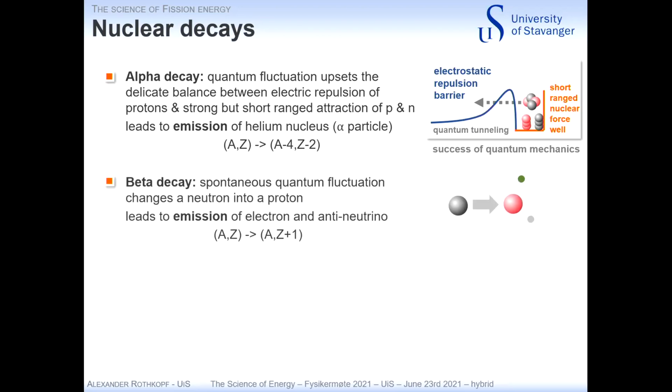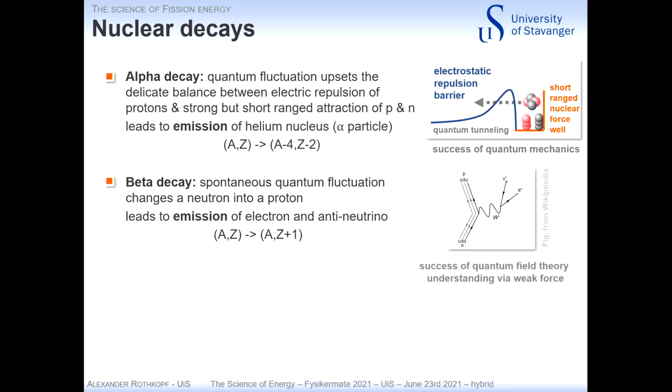Now the next one is beta decay. In beta decay, a spontaneous quantum fluctuation changes a neutron into a proton through the release of an electron and an anti-neutrino. So here we keep the same number of protons plus neutrons, but you get 1 more proton in your nucleus. And when do we understand this? Well, this takes a bit longer, but then once you start studying quantum field theory, we now know really what's going on under the hood in this process, because the neutron is made up out of even smaller particles called quarks.